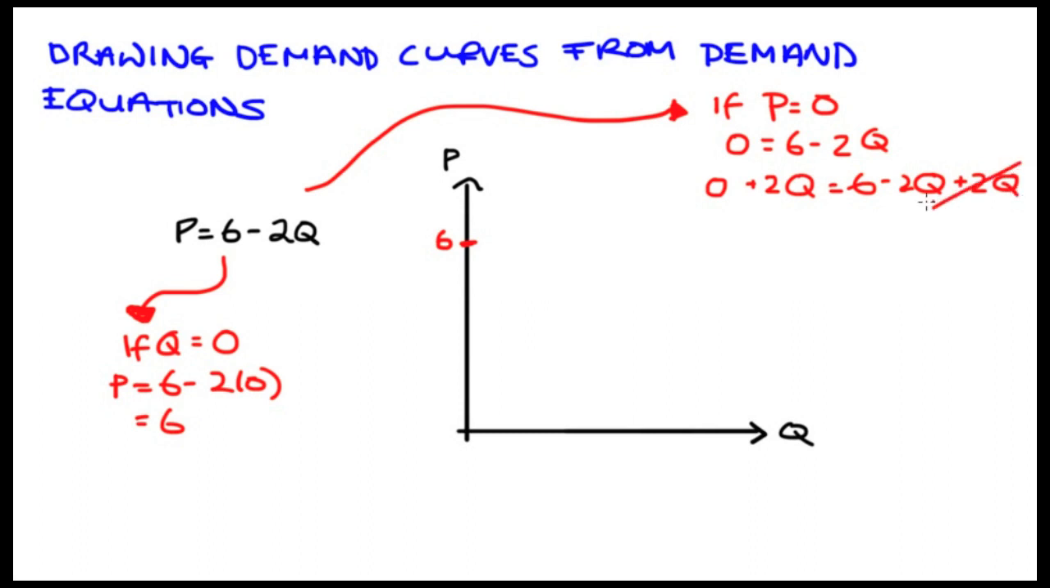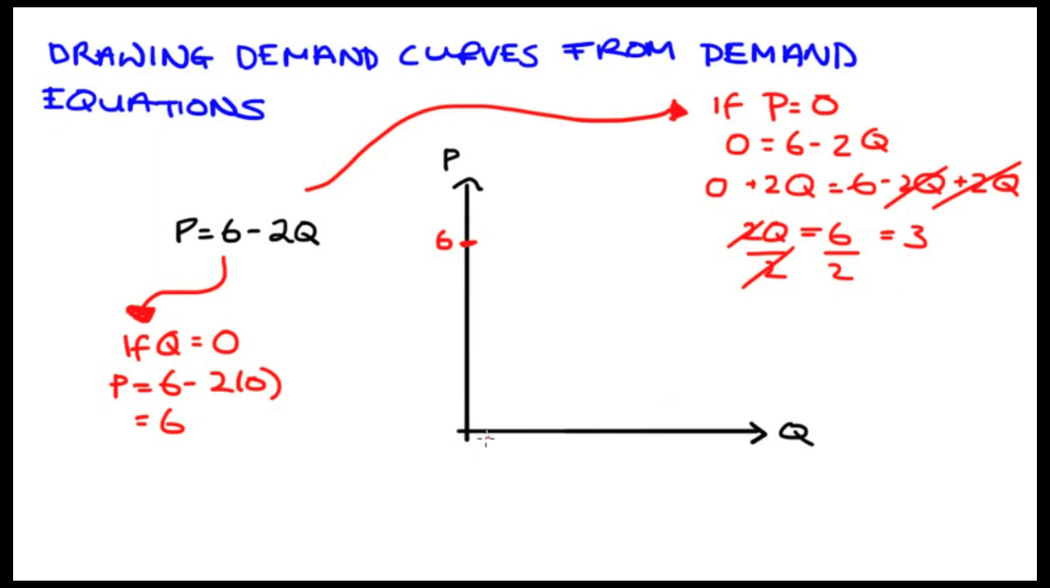The minus 2Q and the plus 2Q will cancel out, which is great. So I'm just left with 6 on the right-hand side. And 0 plus 2Q is, of course, just 2Q. I'm left with 2Q is equal to 6 then. I need to get Q by itself, so I'm going to divide both sides by 2. 6 divided by 2 is equal to 3, that's easy. And 2 divided by 2 is equal to 1. So we're left with Q is equal to 3.